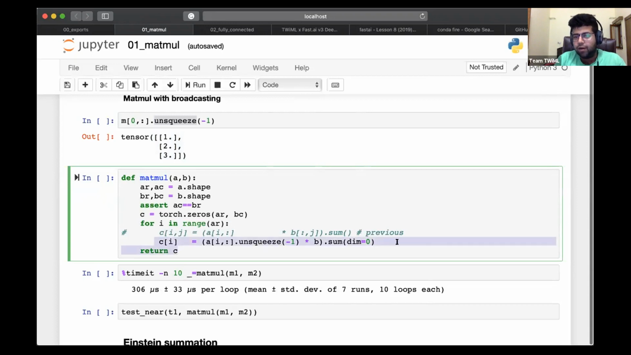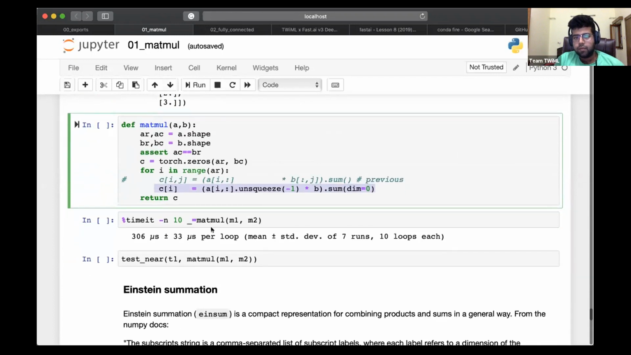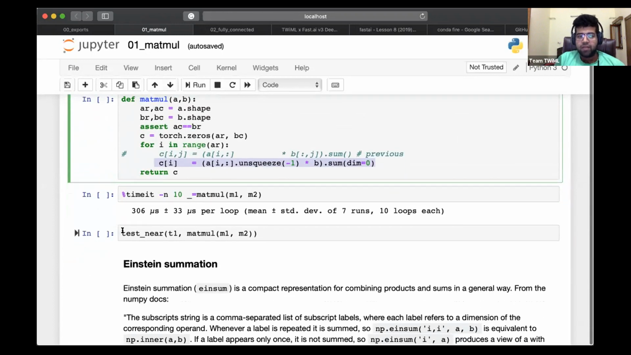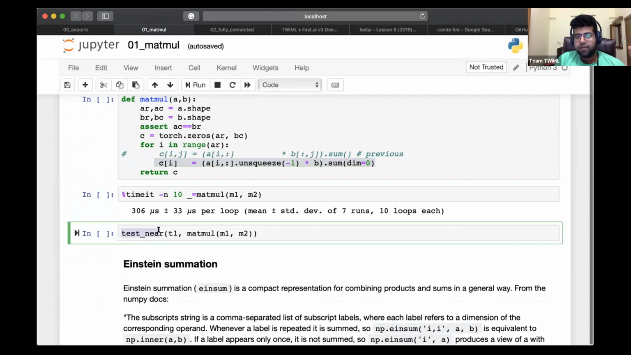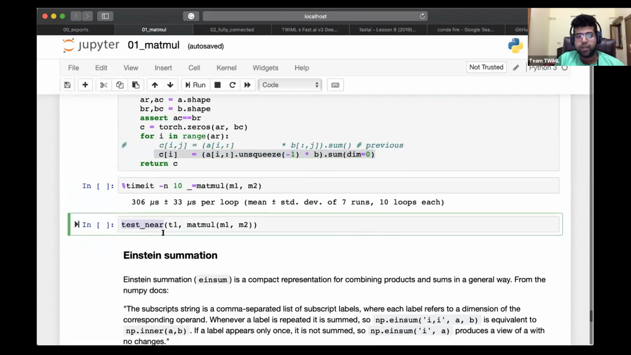In the lesson, unsqueeze was left as homework for us. I was able to understand it down on paper. If you have any questions, please feel free to discuss them. And this does pass our test_near, so it does do matrix multiplication correctly.